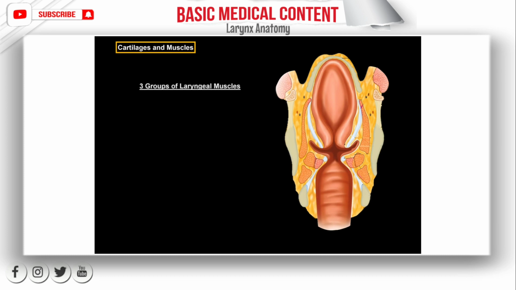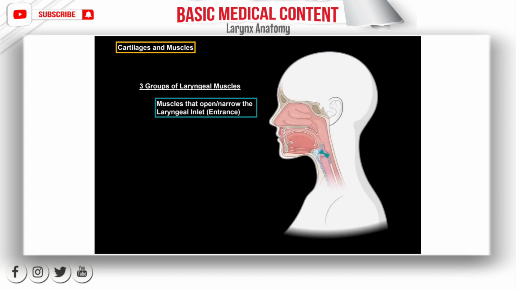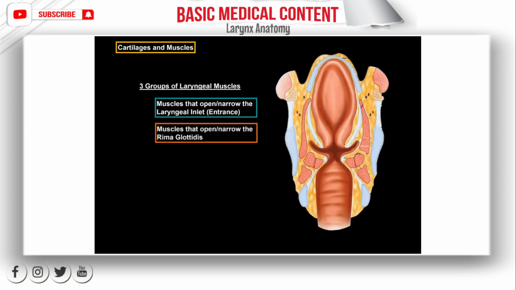So we have three groups of muscles in the larynx. The first one are the muscles that open and narrow the laryngeal inlet, or the entrance. So this one. It opens and narrows the entrance of the larynx. The next ones are the muscles that open and narrow the rima glottidis. And the rima glottidis is here, situated between the vocal folds, or the vocal cords.